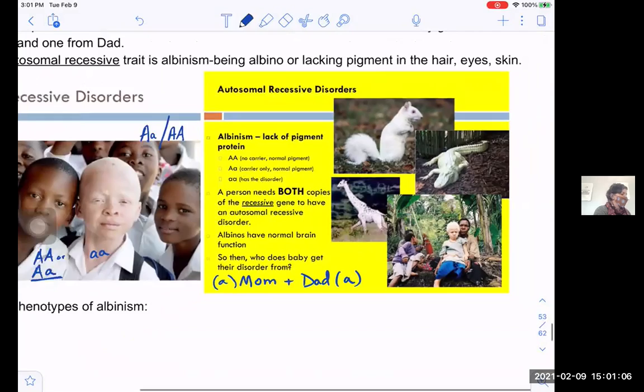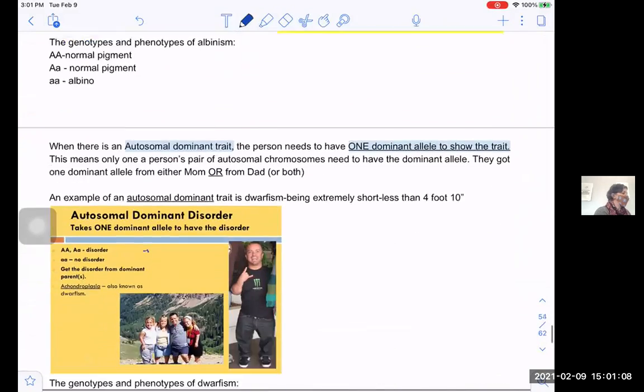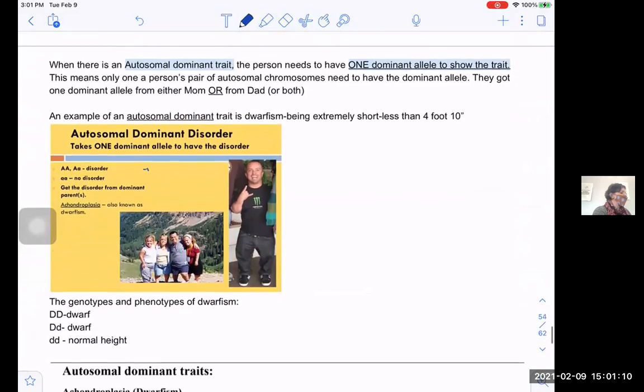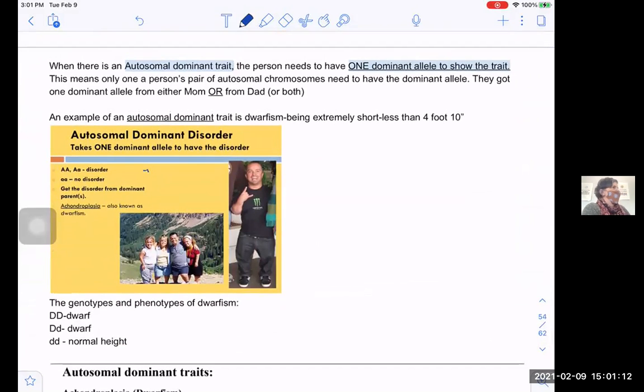All right, so let's look at the other kind, the autosomal dominant trait. Okay, so this one is the opposite. For autosomal dominant trait, you only need one dominant allele and you have the trait. Okay, so only one pair of your autosomal chromosomes need to have the dominant allele. So you get it from either your mom or your dad, or maybe both, because if you're homozygous dominant, then you also have the disorder or the trait.